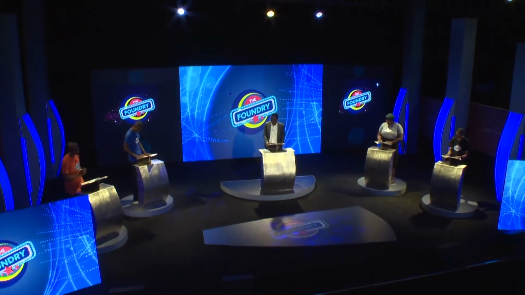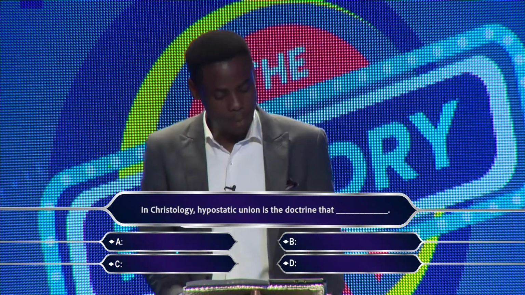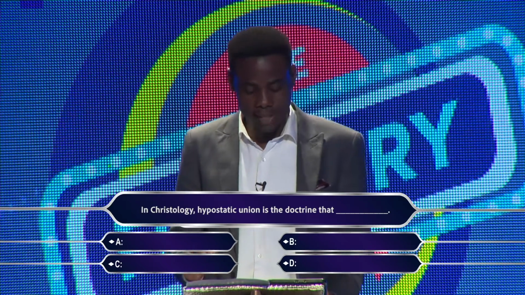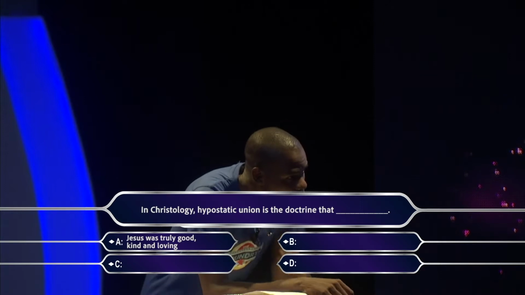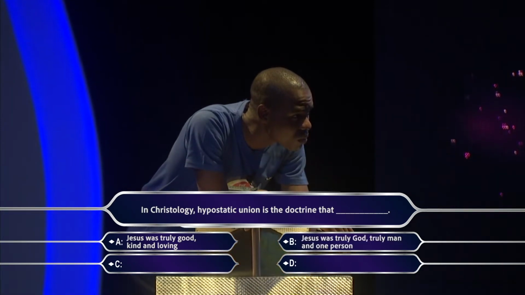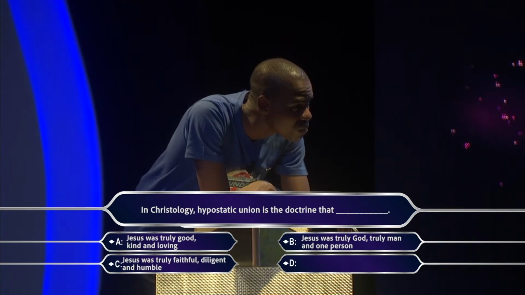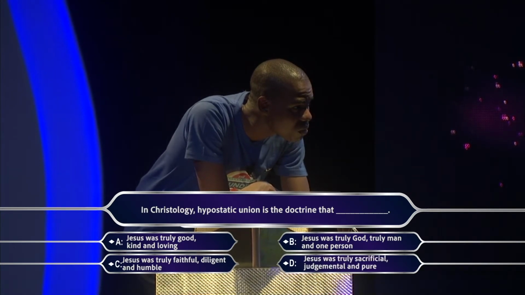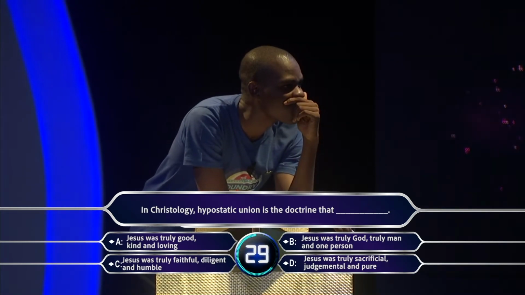Question 11. In Christology, hypostatic union is the doctrine that: A, Jesus was truly good, kind, and loving. B, Jesus was truly God, truly man, and one person. C, Jesus was truly faithful, diligent, and humble. And D, Jesus was truly sacrificial, judgmental, and pure.